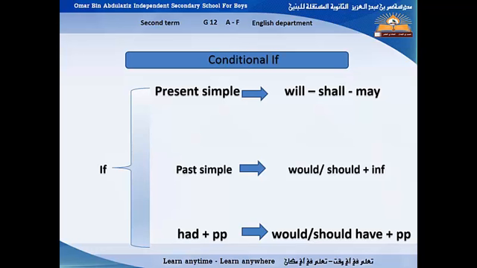Back to the mind map again. So the tenses in order: present simple, past simple, past perfect. And then the second sentences in order: will plus the infinitive, would plus the infinitive, would plus have plus the past participle. So the second and third cases are similar in a way. They have would or should, but in the third case you have would or should have plus the past participle.